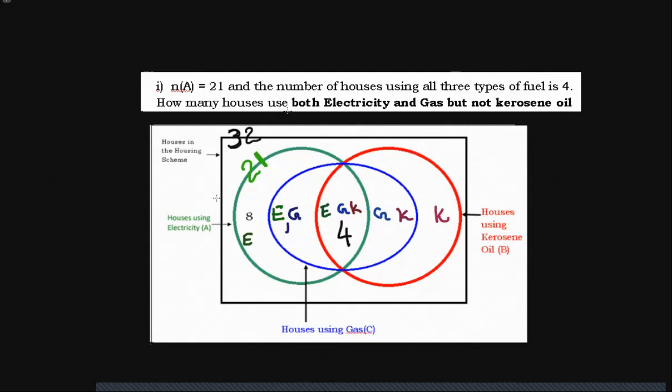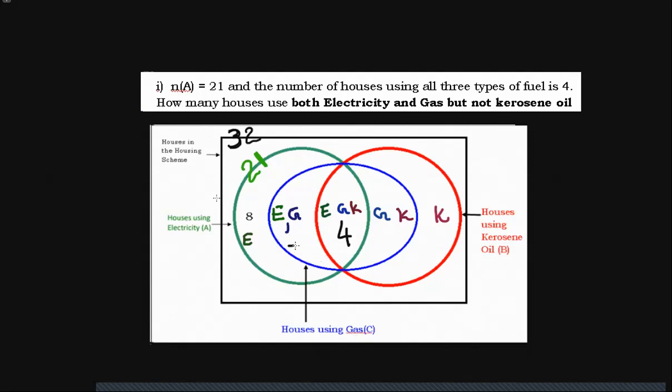How many houses use both electricity and gas, but not kerosene? So look for the region where you see electricity and gas, E and G. Where do you see E and G? That is over here, this region, what I'm coloring now. That's the place where you see E and G.